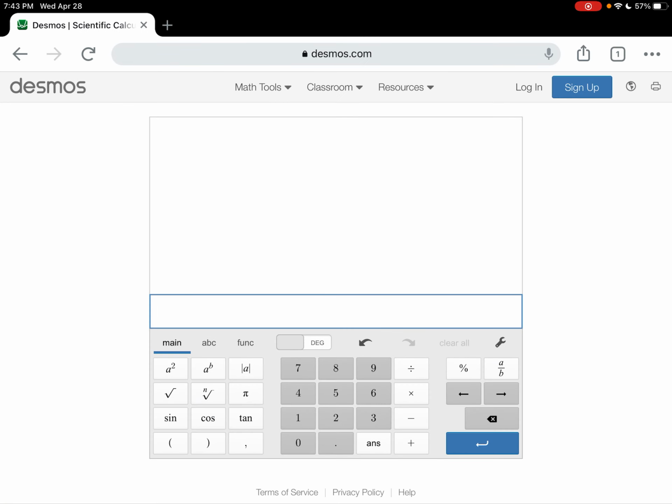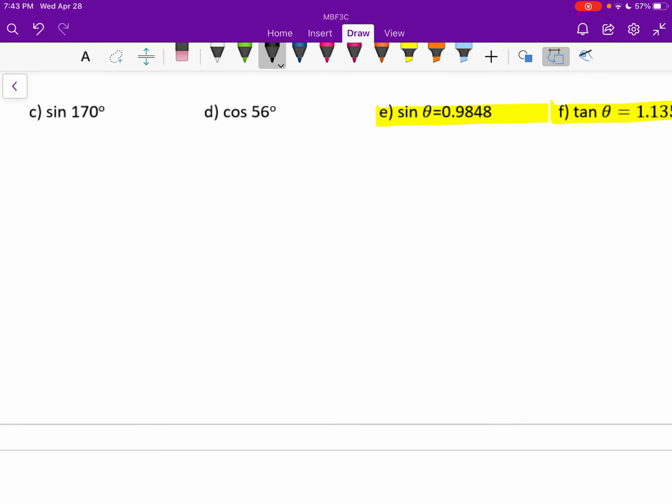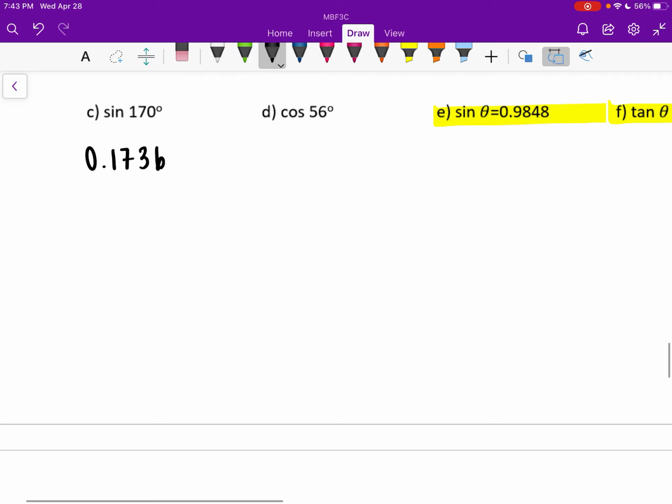I'm just going to clear it. You can just click sine 170, close the bracket, and press enter, and you're going to get 0.1736. That'll be your answer. Right, so 0.1736 is what sine 170 is equal to.